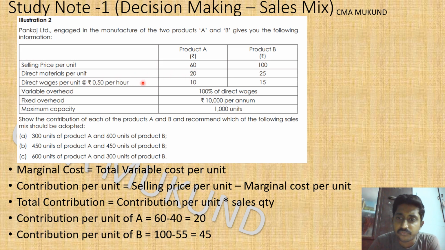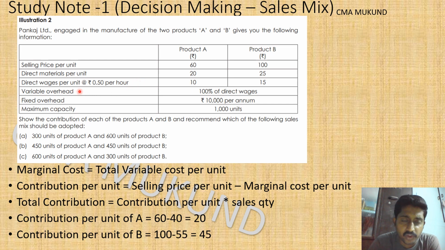The wages of the employees who are directly assembling this product are the direct wages. So hourly wages will be calculated, and per unit wages will be calculated by the management when the product decision is made. And here the direct wages per unit, at 50 paise per hour, is given as 10 rupees for product A, and 15 rupees for product B. On a per unit basis, the direct wages is given.